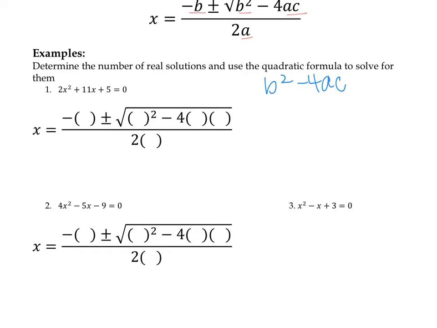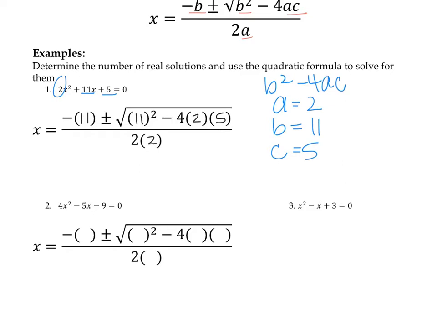All right, so let's just go ahead and plug in first. So we're going to list out our a, b, and c here. So from our equation, we've got a as 2, b is 11, and c is 5. So looking at our equation above, we first have x equals negative b. So we're going to plug in 11 in this first set of parentheses, plus or minus the square root of b squared, so 11 squared, minus 4ac, so minus 4 times 2 times 5, all over 2 times a, which is 2.